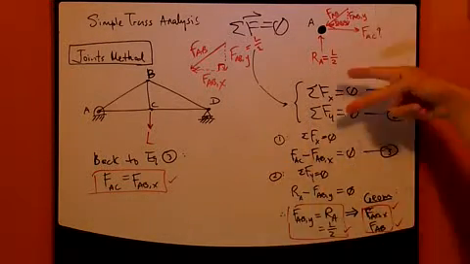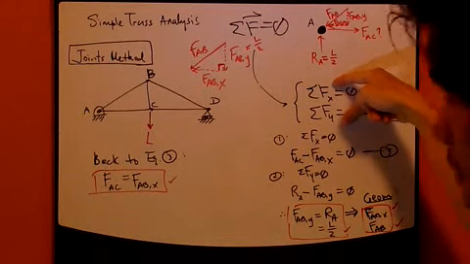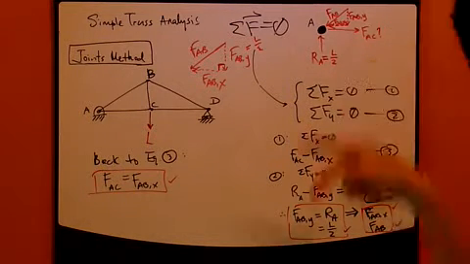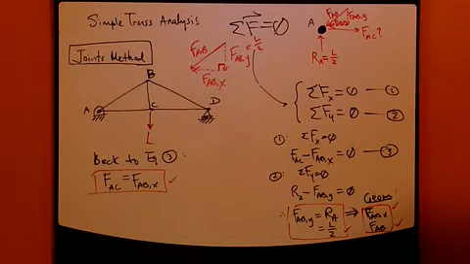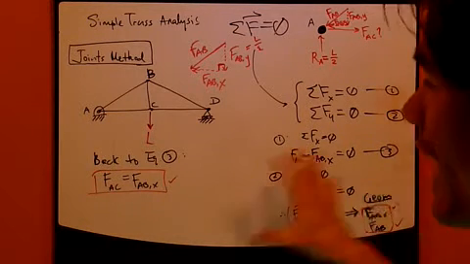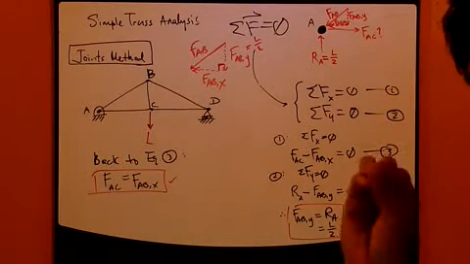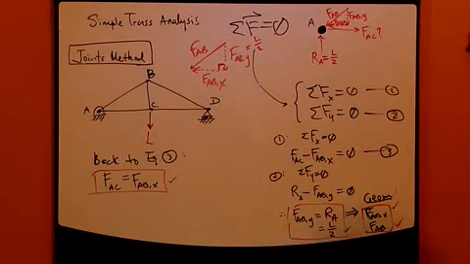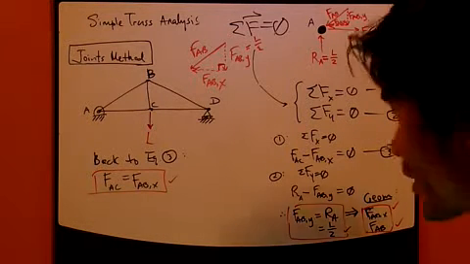Again, there are two equations, so at most, you can only have two unknowns for a joint. So this means that when you begin your analysis for a truss, you should pick a joint where there's no more than two unknowns. Otherwise, you won't be able to solve for it.